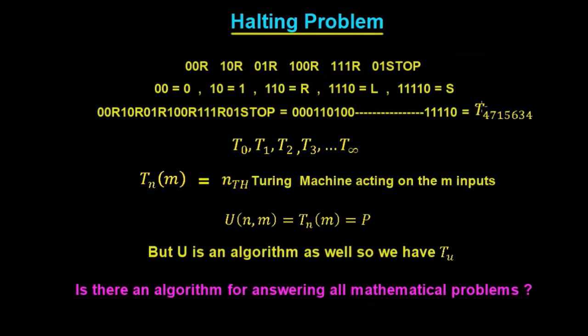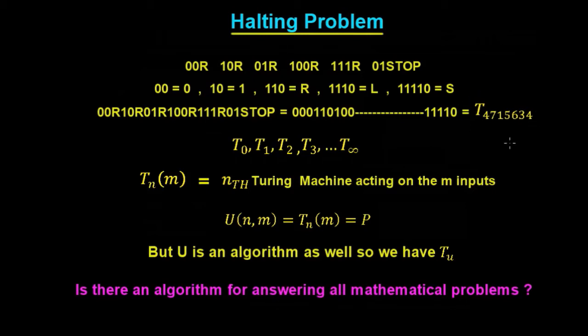Now we could give the Turing machine a number. In this instance, what we could do is just turn this binary number into a decimal number. I don't know what the decimal number is in this actual instance, but let's just put a random number in. This could be Turing machine number 4715634. So this is a machine that's got this set of instructions, and we can give this machine a particular number.